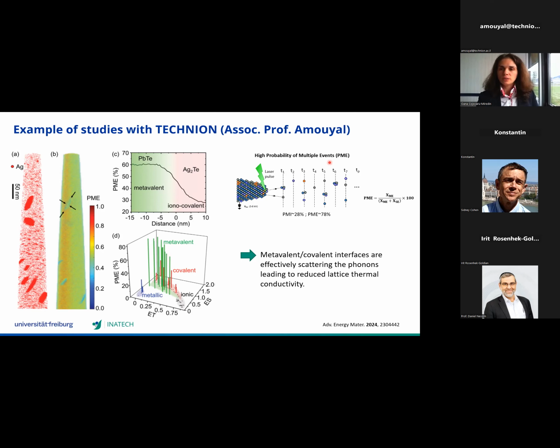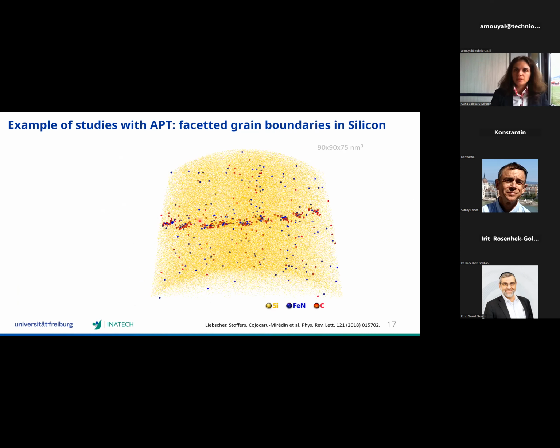So we could conclude in this work that these interfaces between metavalent and covalent bonding are very beneficial for thermoelectrics, because they can easily scatter the phonons at their position and then reduce the lattice thermal conductivity. So another example is the grain boundaries in silicon.